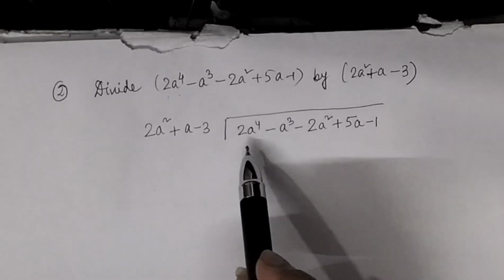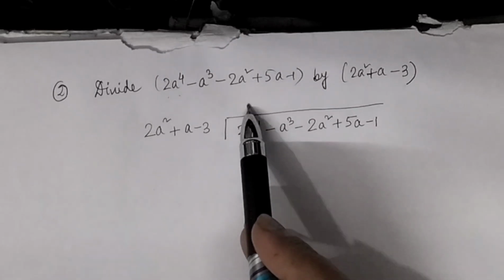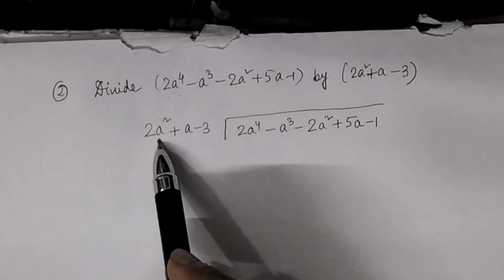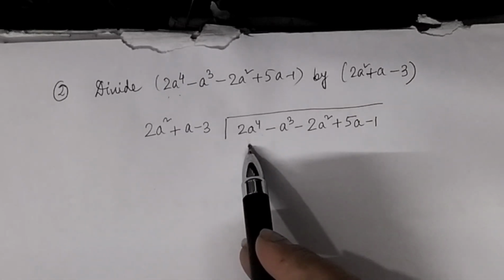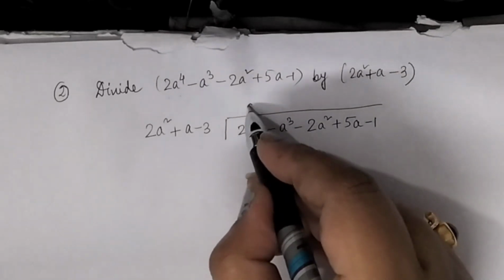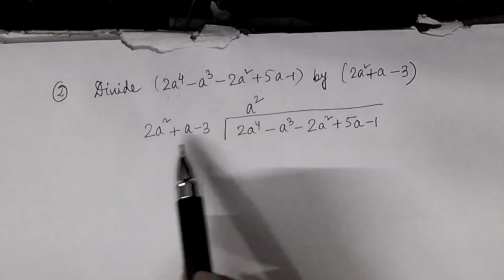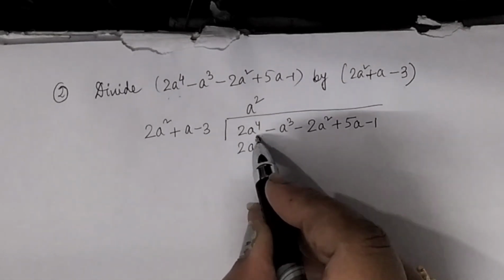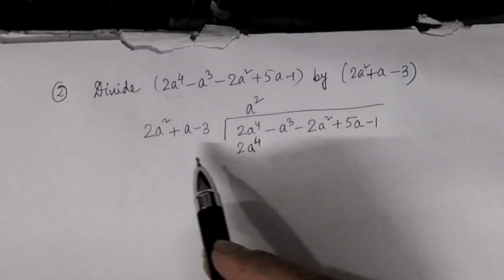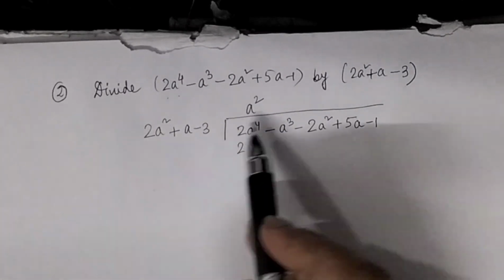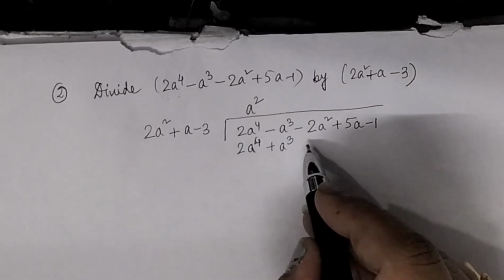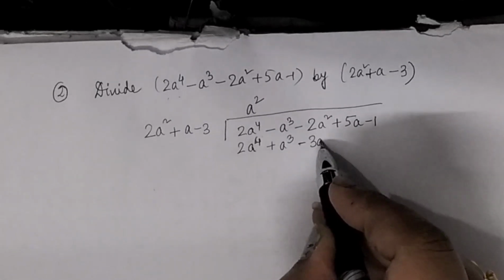So here it is 2a squared, here it is 2a to the power 4. So which one should be taken in the quotient, so that when it will multiply 2a squared, we will get 2a to the power 4? Pause the video and think over it. Yes, it is a squared, right? Because a squared when multiplied with 2a squared will give us 2a to the power 4. Okay. Now again, if you continue the process, you will get plus a cube. Then we will get minus 3a squared.